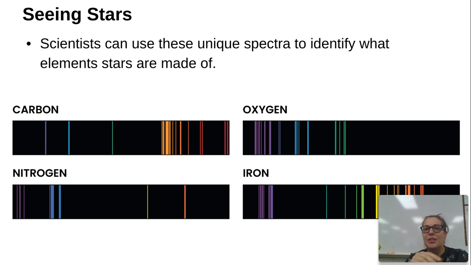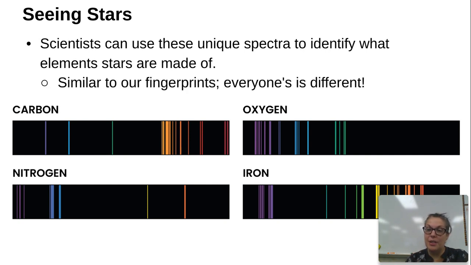So we use these unique spectra to identify what stars are made of. These spectra are kind of like our fingerprints. Everybody's fingerprints are different. Fun fact, your fingerprints were made when you were in the womb from touching the tissues around you. So it's unique to everybody because everybody's tissues are unique.